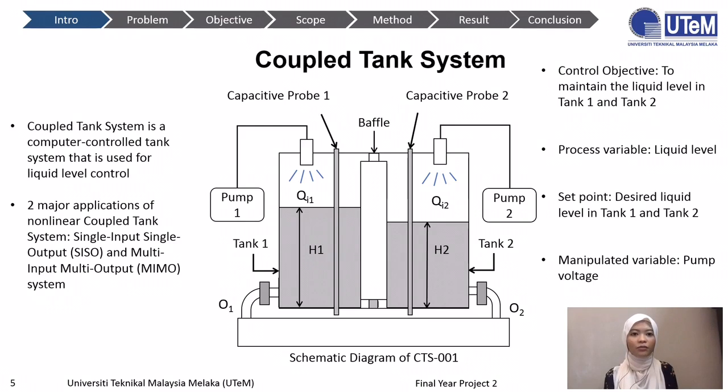The process variable is the liquid level. The set point is the desired liquid level in tank 1 and tank 2, and the manipulated variable is the pump voltage.